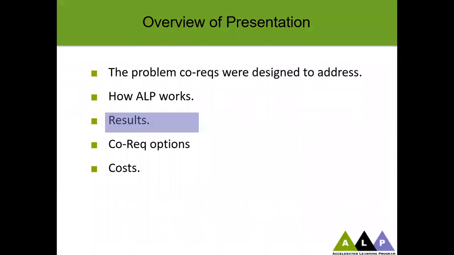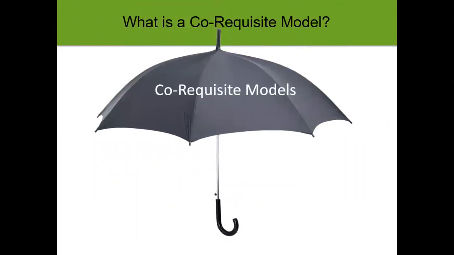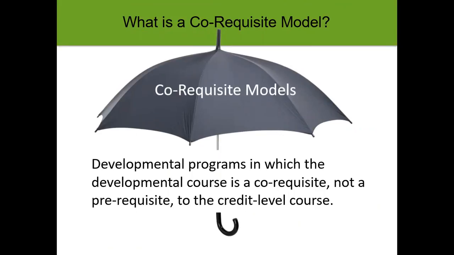Next chart. So I wanted to talk for just a minute about other options. And one of the things that people are sometimes confused about: what is ALP and is it a co-req model? What is a co-req model? Are the two terms the same thing? So let me start by explaining that a co-req model of developmental writing, or of any developmental program, is one in which the developmental course is taken as a co-requisite for the credit course and not a prerequisite.